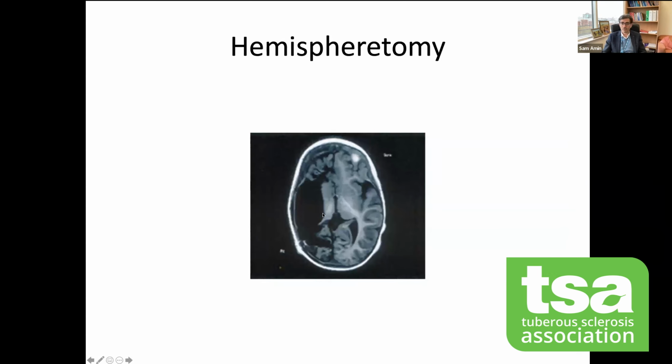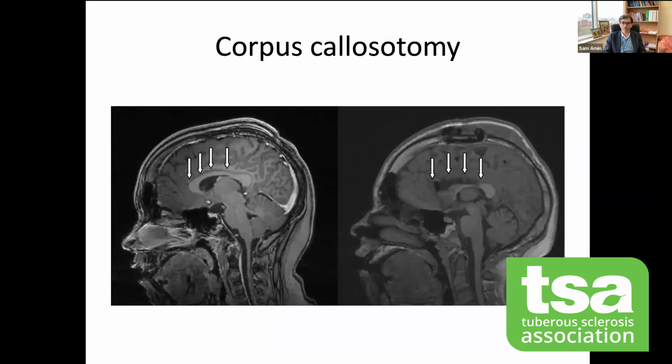There is another type of surgery. It's hemispherotomy, so you disconnect one half of the brain. If you know you have a lot of seizure activity from one side, you can disconnect this side from the brain. So this side will not be able to generate seizure activity because it has been disconnected. So that can be done as well. Obviously, that's for more extreme cases.